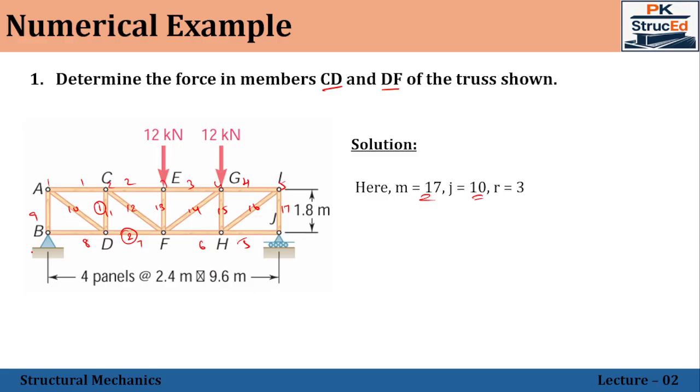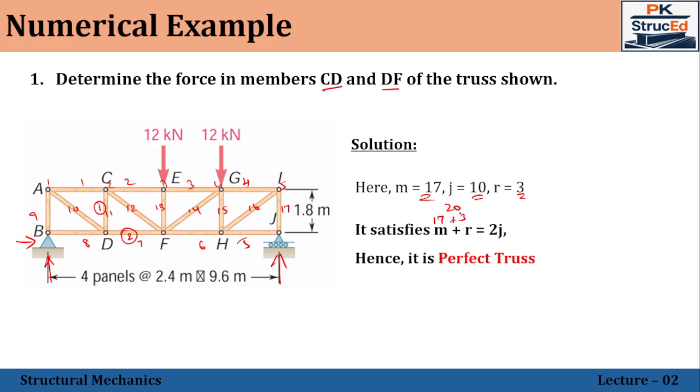And here we have a pinned support. We'll have the vertical reaction and the horizontal reaction. Here a roller support will have only vertical reaction. So totally 3 reaction components will be there. Now substituting in this one, m plus r is equal to 2j. Here m is 17, r is 3, so it will come 20. On the other side, 2j, 2 into 10 will give 20. So both sides are equal. Therefore, the given truss is a perfect truss.